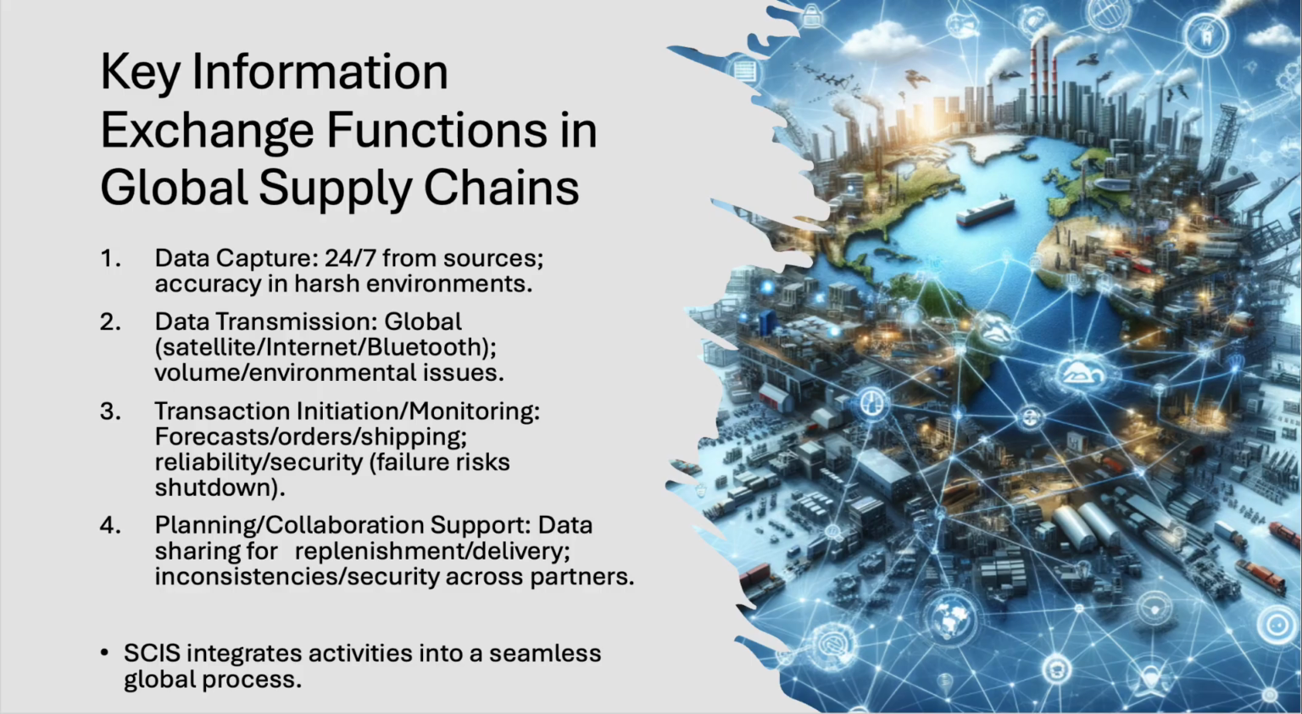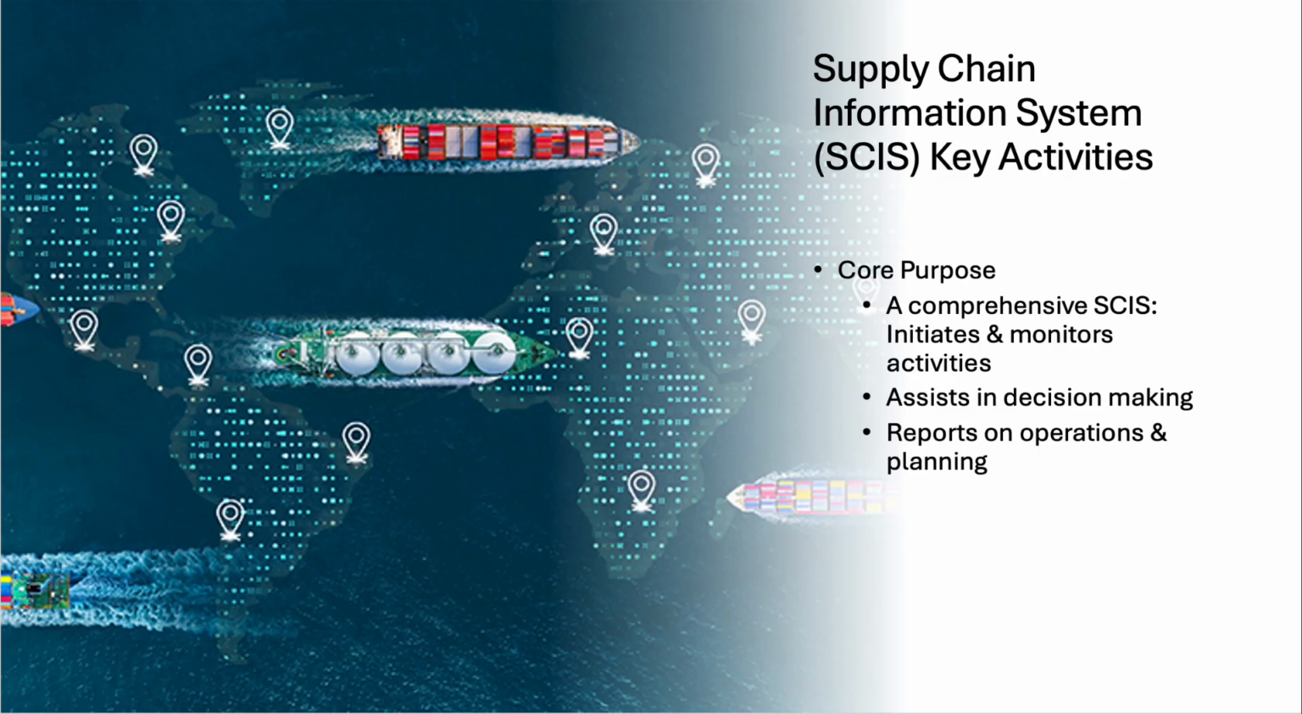However, collaboration can be difficult when partners use different systems, data definitions, or security protocols. The overall point is that SCIS integrates activities into a seamless global process. The supply chain may be physically spread across the world, but information systems help connect it into one coordinated system. After discussing information exchange globally, we can now summarize the key activities a supply chain information system must perform.